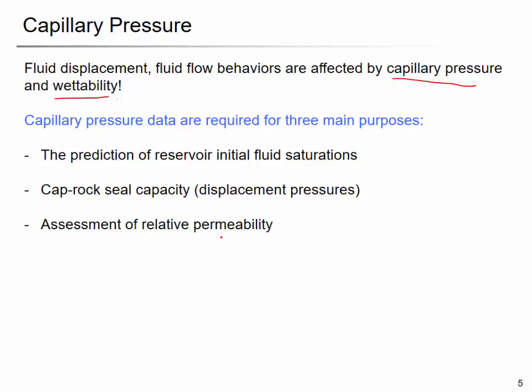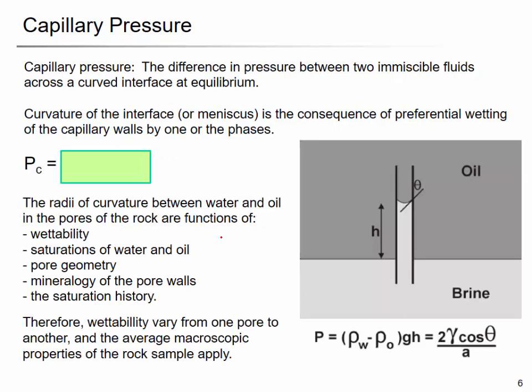Then let's talk about the capillary pressure first, and then we'll move on to the wettability. So capillary pressure, I think we know what the capillary pressure is, right? You have maybe a tissue or a paper towel. When you dip it in the water, it sucks the water up, right? That's the capillary pressure. It is the difference in pressure between two immiscible fluids across a curved interface at equilibrium. This is the definition of the capillary pressure.